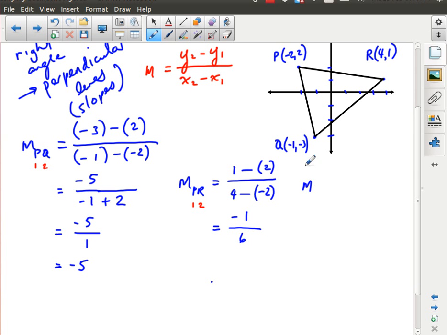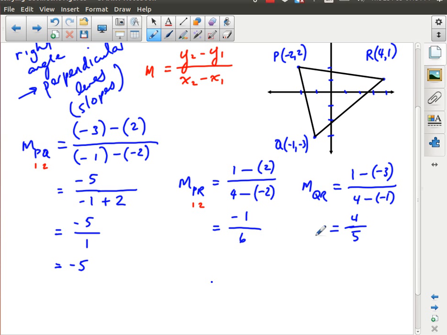And then finally, the slope of QR, R is my second value. So the y value of the second point minus the y value of the first point. The y value of R minus the y value of Q, over the x value of R, which is 4, minus the x value of Q, which is -1. Brackets really pay off here. 1 minus -3 is 1 plus 3, which is equal to 4. 4 minus -1 is 4 plus 1, which is equal to 5.